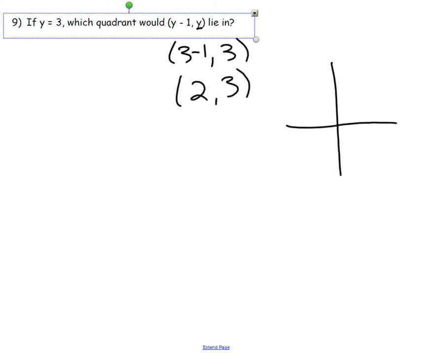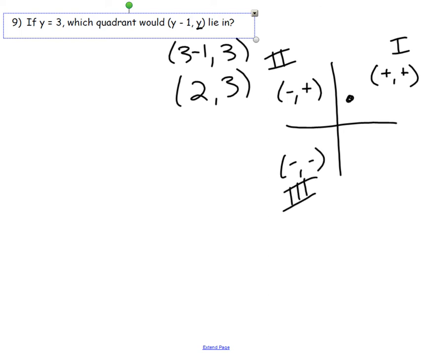If here's our grid, (2, 3) would be right about here. And it's positive, positive, which is quadrant 1. And in case you forgot, this is negative, positive, and negative, negative is quadrant 3. So our answer would be in quadrant 1.